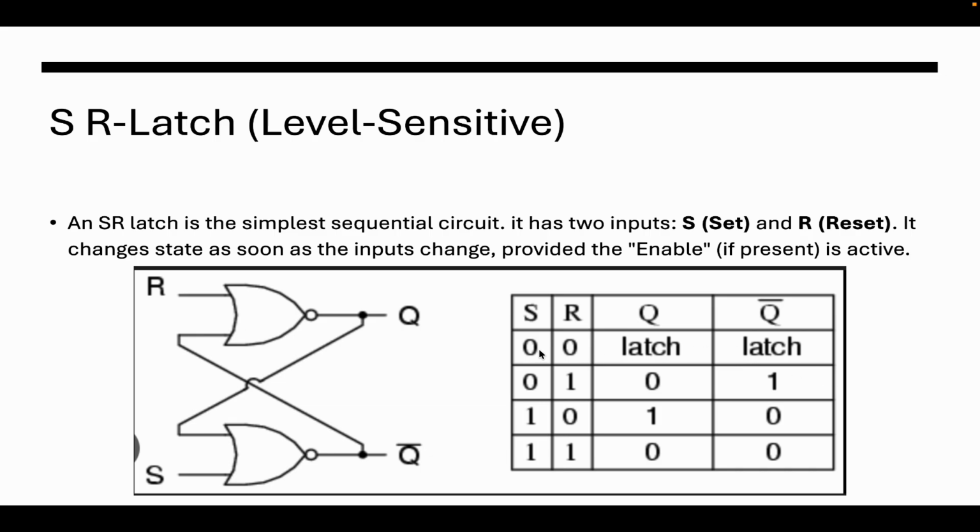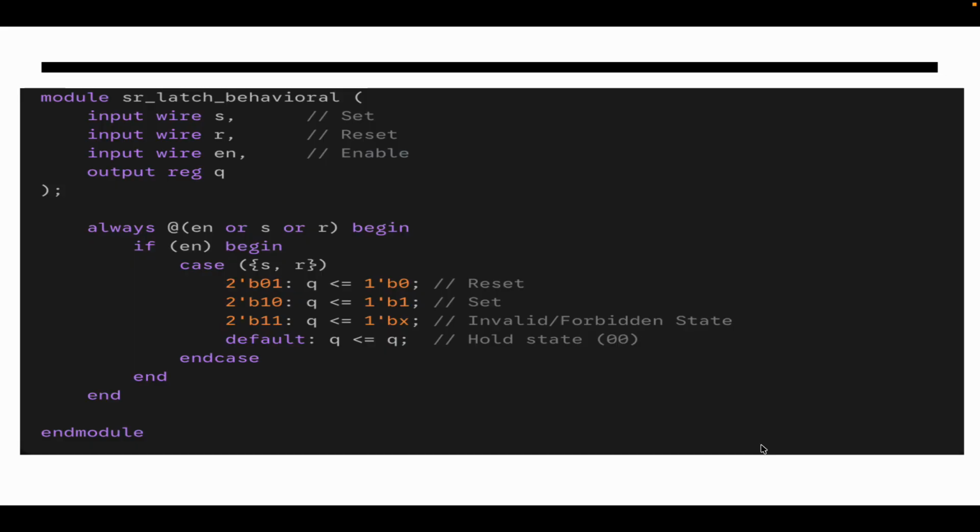When S is 0 and R is 0, the circuit will hold on to the previous state. Whatever was there in Q in the previous state, it will hold on to it. If S is 0 and R is 1, your output will be 0. That means it will hold on to 0. In the next state, it is 1 and 0, you will have 1. In the 1 1 condition, you will have 0 on both outputs. That means you cannot get both 0, right? So we'll call it the indeterminate state.